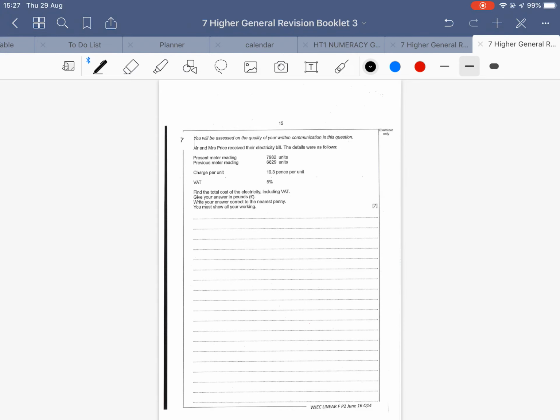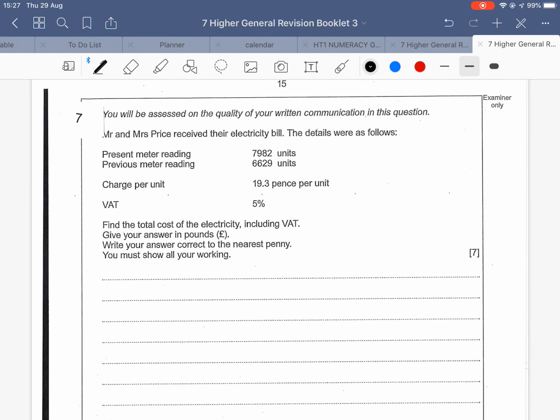Okay, you'll be assessing the quality. Why are there so many OCWs in this one paper?